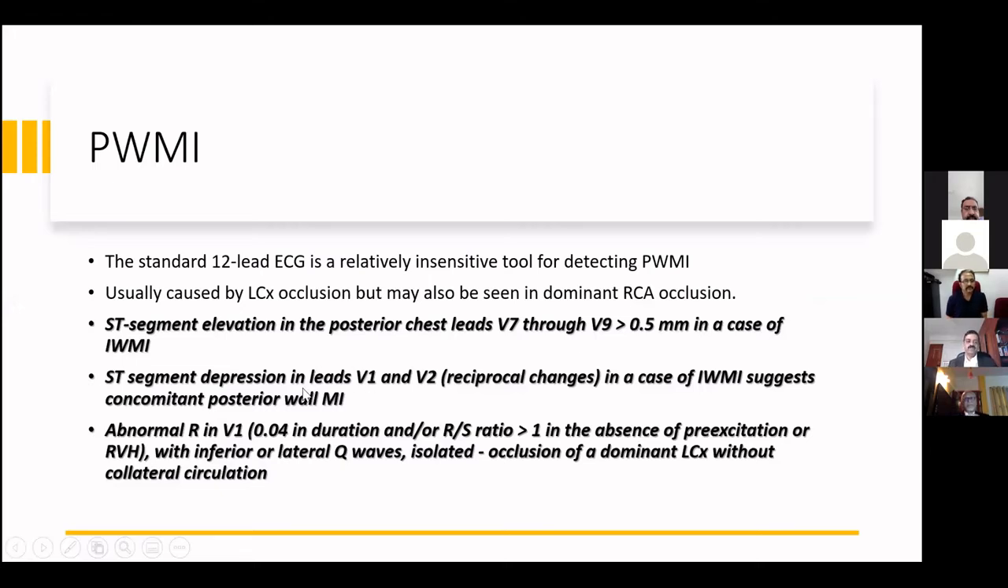But how do we look for the posterior wall MI in the 12 lead ECG? ST segment depression in leads V1 and V2, in case of inferior wall MI, suggests that there is a posterior wall MI. And an abnormal R in V1, that is 0.04 in duration, and an R/S ratio of more than 1 in the absence of pre-excitation or right ventricular hypertrophy also tells us that there's a posterior wall MI with inferior or lateral Q waves. Isolated occlusion of a dominant circumflex without collateral circulation can be decided. So these are the 3 points that tell us what to look for when we are looking at the posterior wall MI.